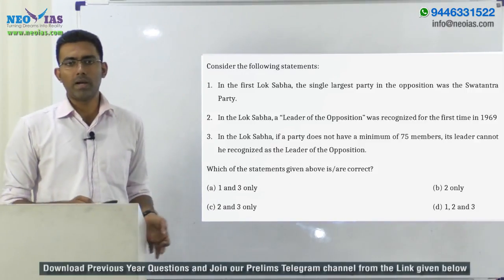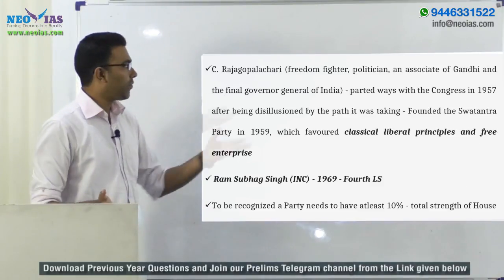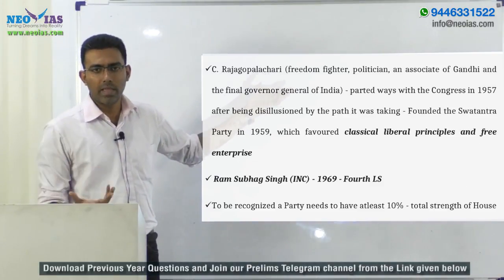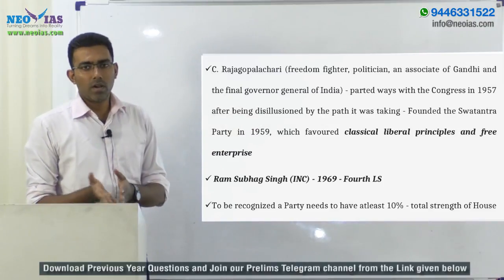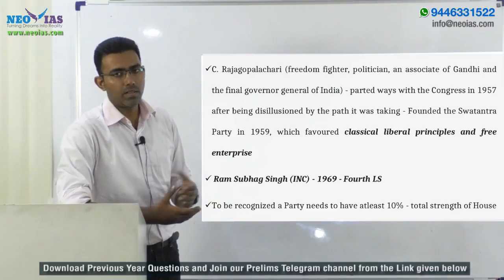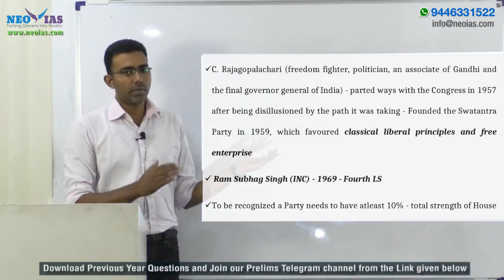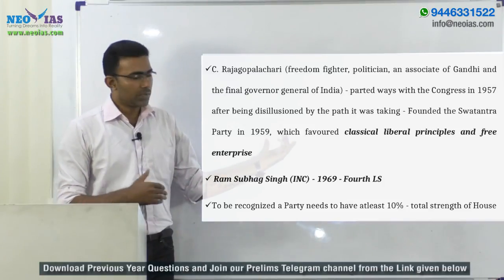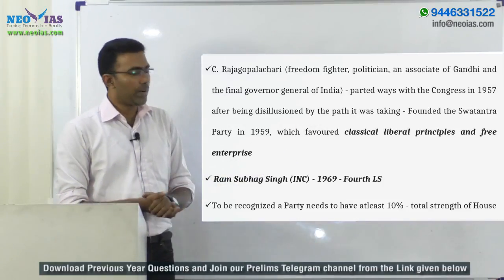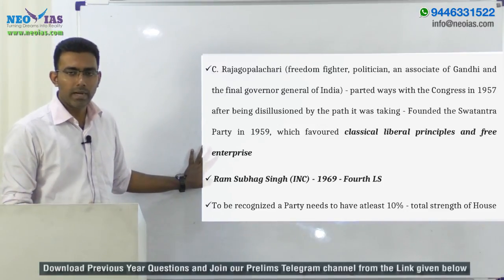In fact, Swatantra Party was formed by C. Rajagopalachari. He was a freedom fighter, politician and associate of Gandhi, as you all know, and also the last Governor General of India. He parted ways with Congress in 1957, and in 1959 he formed the Swatantra Party. This party favored classical liberal principles and free enterprise.